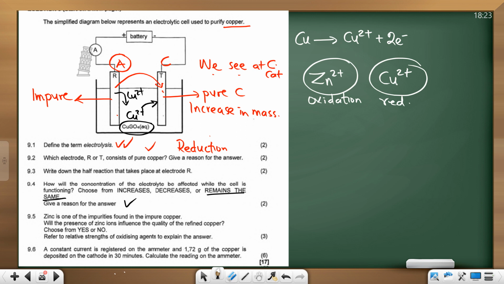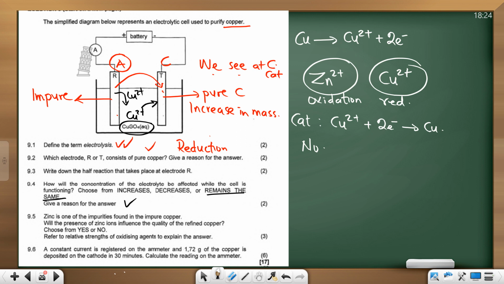At the cathode, we what? Reduction. So which one will be reduced? Cu2+. That's why at the cathode, our reaction will be what? Cu2+ plus 2e. My answer would be no. It will not.